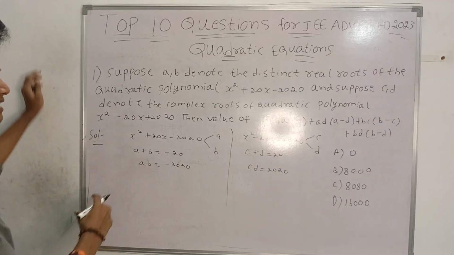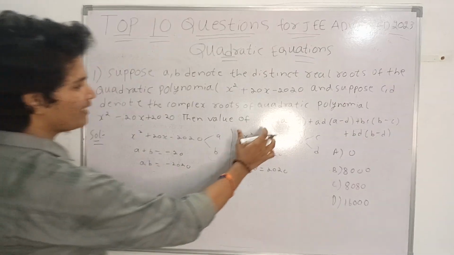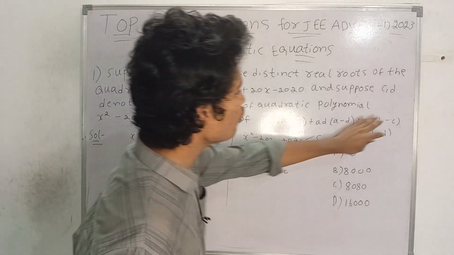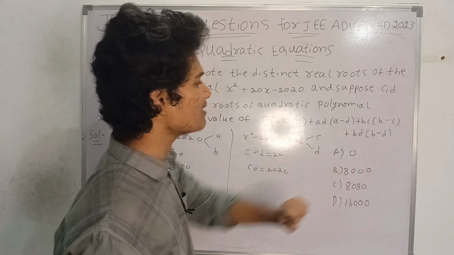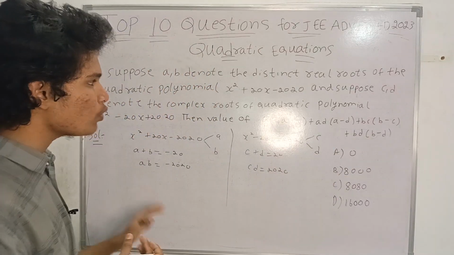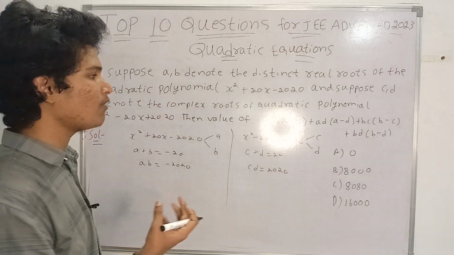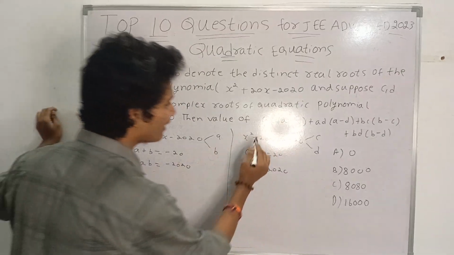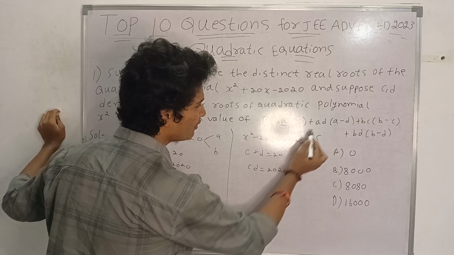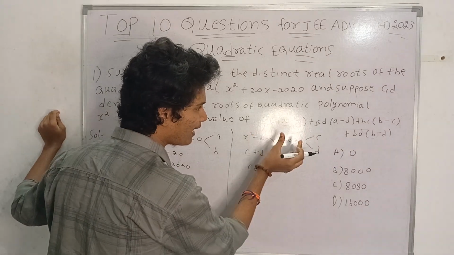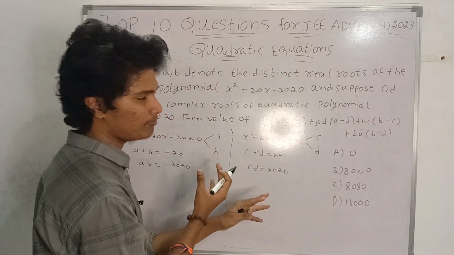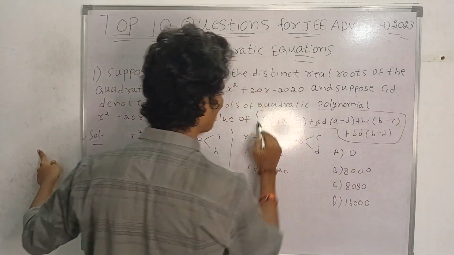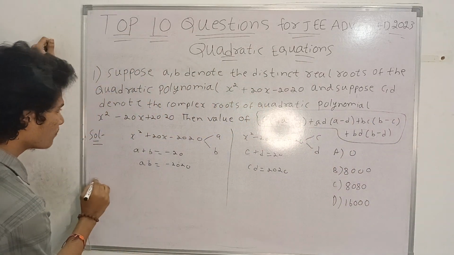Now what they are asking is the value of AC into A minus C plus AD into A minus D plus BC into B minus C plus BD into B minus D. By seeing it directly you cannot say what the answer is. You have to solve this expression. If you see clearly, here there is A, here there is A, so by multiplying we can take something common. This is the main idea behind this question. We have to simply multiply all these things.